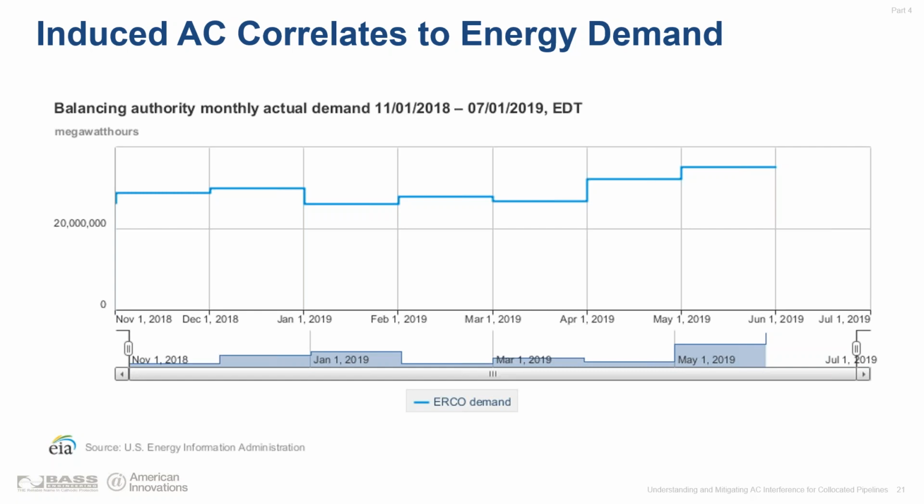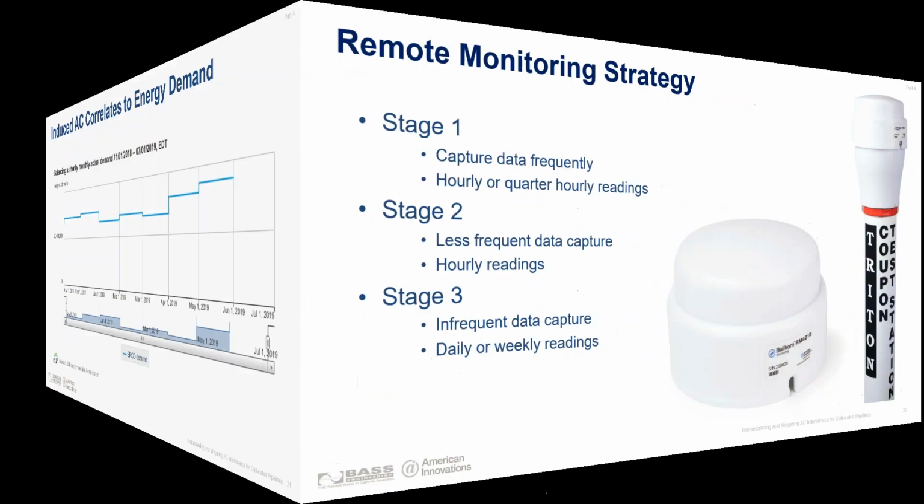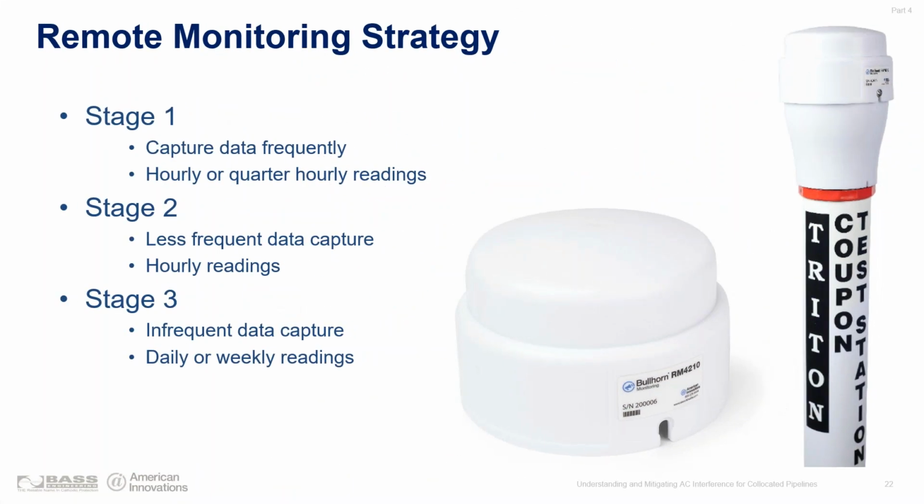So this is something that you're going to want to monitor consistently all of the time. And it's difficult to do if you're going out there and trying to take these measurements manually. So the best thing for you to do is to use remote monitors to capture these measurements. I'm going to set up a little poll here, and I'm curious if any of you are currently using remote monitors to monitor the threat of AC.